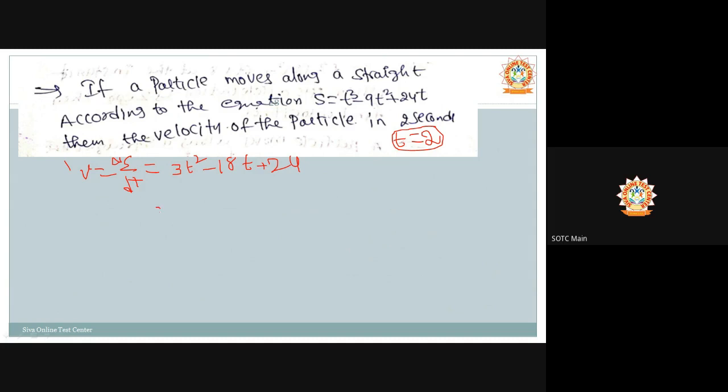Now you require the velocity at t is equal to 2. Just substitute 2 in the place of t and tell me what the velocity is. It becomes 3 into 2 square, that is 4, 4 into 3 is 12, minus 18 into 2, that is 36, plus 24. If you do this, it comes 0. Zero means it is at rest. Velocity is 0 means the particle is at rest position, or we can say initial position, right? So your velocity is 0 meter per second.